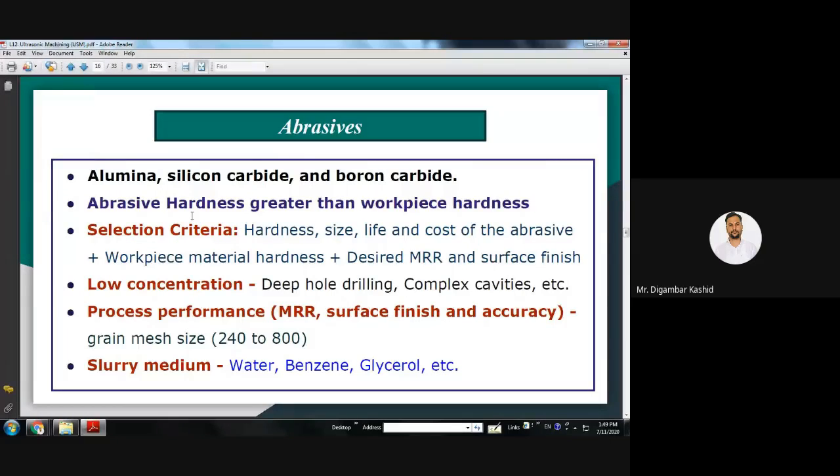Okay, so there are various kinds of abrasives used in this USM process. Some of them are alumina, that means Al2O3, then silicon carbide, SiC, then boron carbide, B4C. These kinds of abrasives are used in the USM process, and abrasive hardness should definitely be greater than the workpiece hardness.